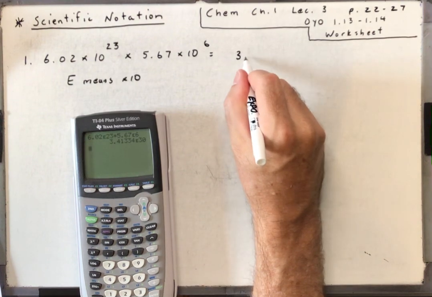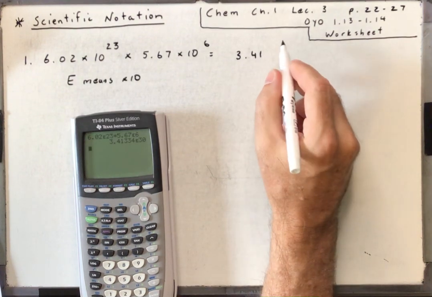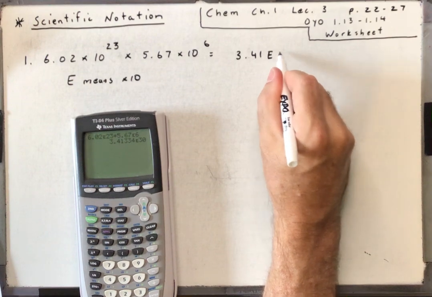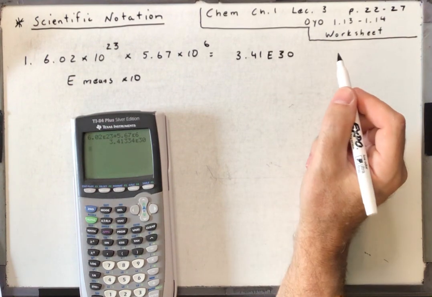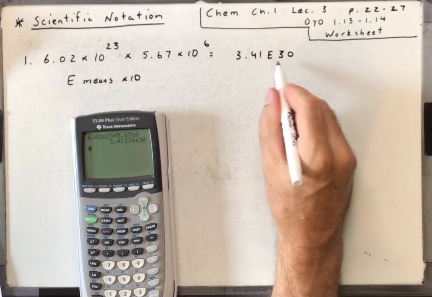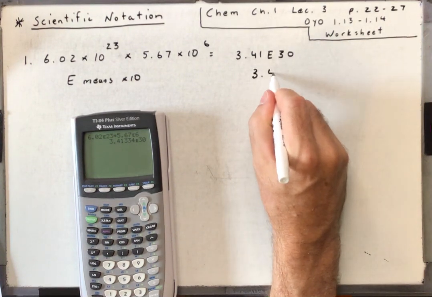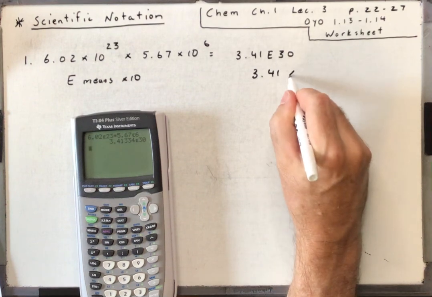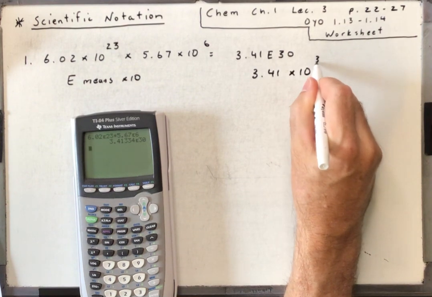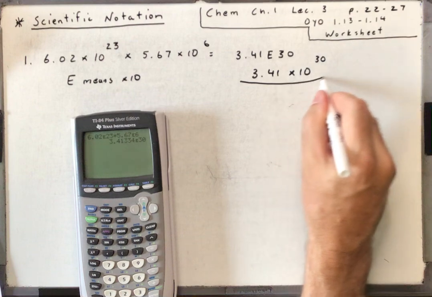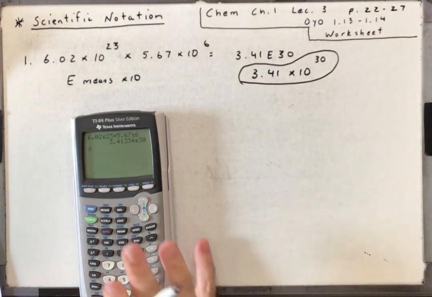So 3.41E to the 30th. All right, so we can write that. That's the calculator way of saying that. The better way to write it is 3.41, take that E and write it as times 10 to the 30th. Okay, so that's your answer.